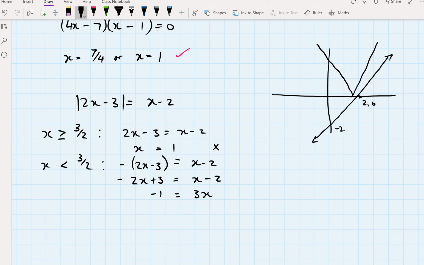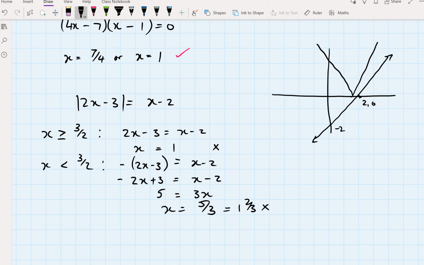Actually, that's a plus, isn't it? So that's not minus 1, that's going to be 5, I think. Yep. And so x is going to be 5/3, that's 1 2/3. So I'm saying when x is less than 1.5, I'm coming up with an answer that's bigger than 1.5, because 2/3 is bigger than 1/2. So again, no solution.